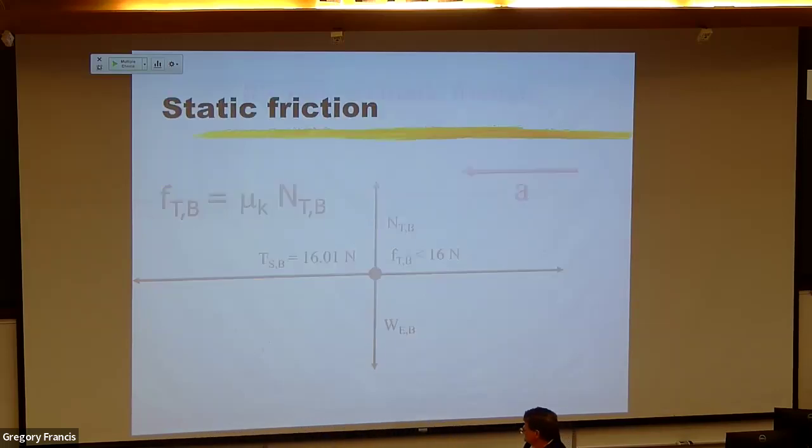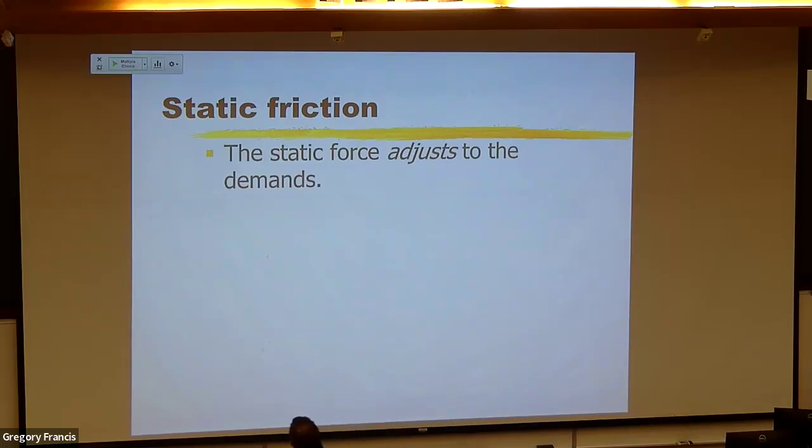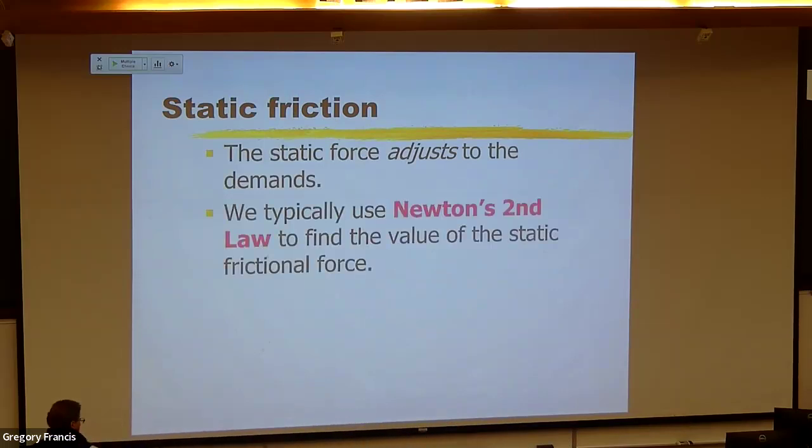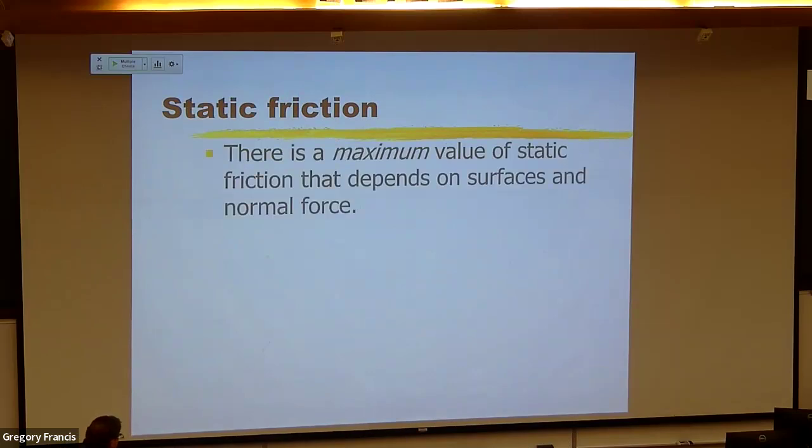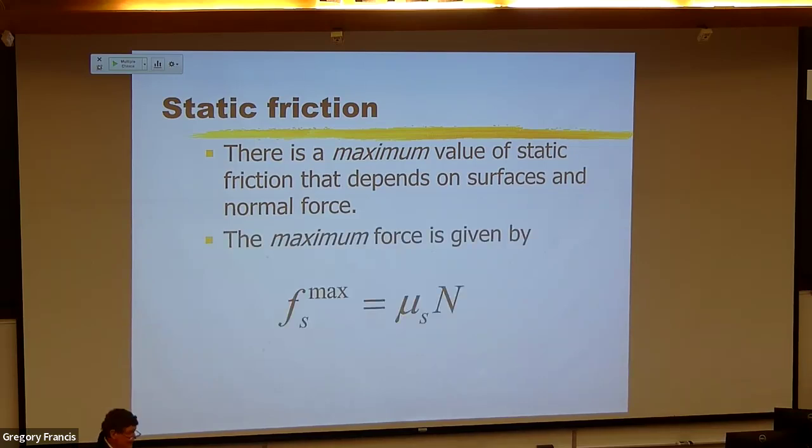Now, static friction adjusts to the demands. We typically use Newton's second law to find the value of the static friction. And the maximum value of static friction depends on the surfaces involved and the normal force between them. We find that the maximum friction force is given by this formula here, which looks like the old formula, except we have a new coefficient between every 2 surfaces. This would be the coefficient of static friction.